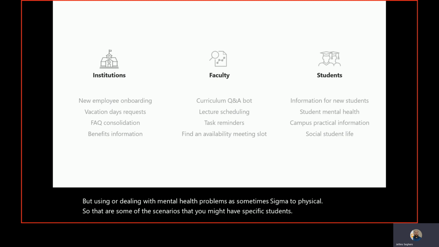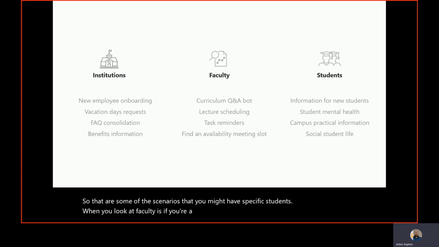When we look at faculty, if you're a teacher in the first period of biology, maybe you want to provide a Q&A bot specific around that topic. Maybe you want to provide a bot that tells students about osmosis, or photosynthesis, or whatever it may be that fits within your curriculum. Another scenario where you can use bots is, for example, lecture scheduling. I already mentioned it with the campus practical information, but if you're using a certain auditorium, you want to make sure that people are aware where it's at. And nothing is as easy as going to a bot and saying, hey bot, where is this auditorium?